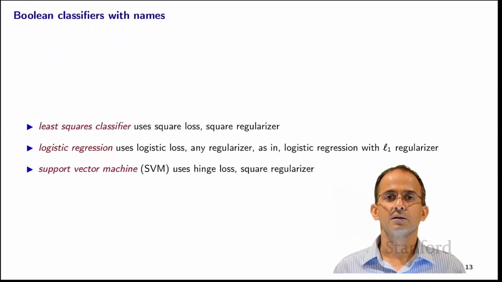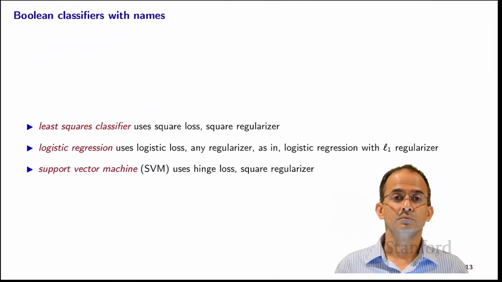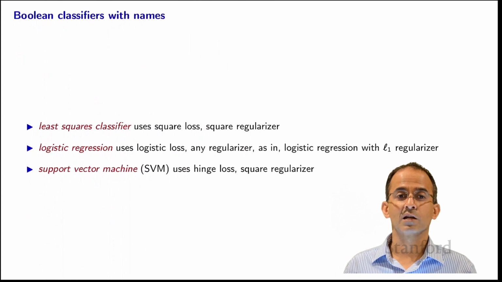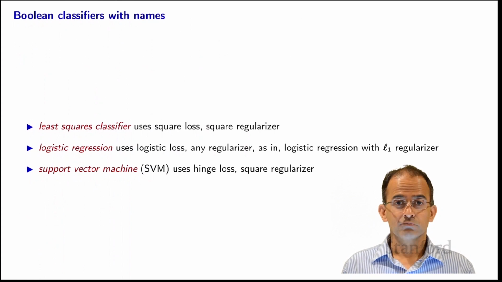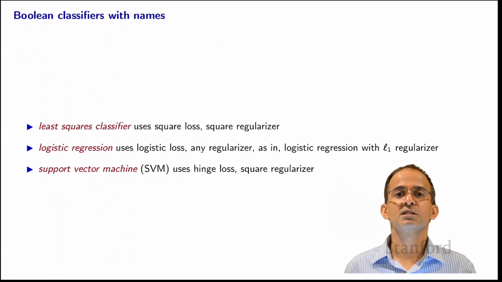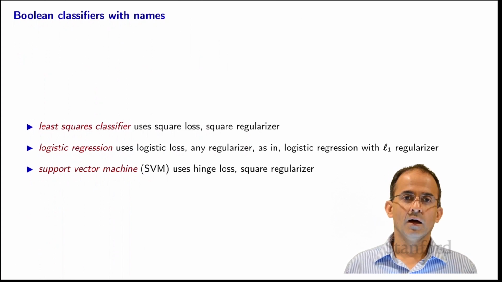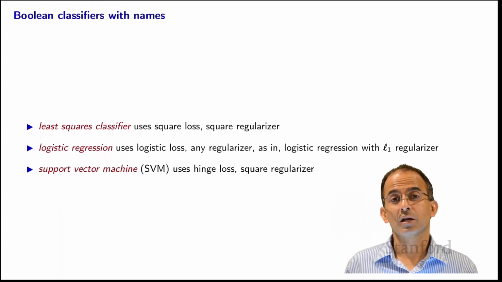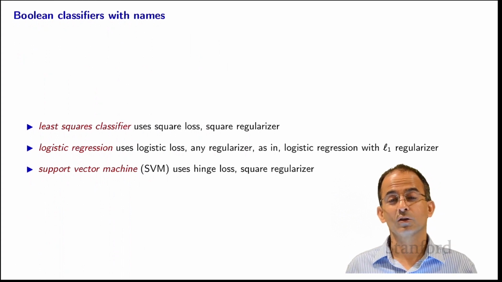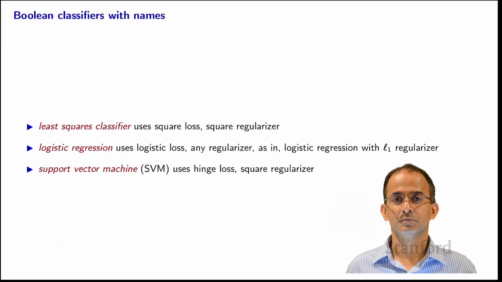Now, several of these classifiers are extremely popular. If we're using the square loss and the square regularizer, that would be called a least squares classifier. If we use the logistic loss and any regularizer, then that's called logistic regression. And so that would be called, for example, logistic regression with an L1 regularizer. If we use the hinge loss with the square regularizer, that has the rather bizarre name of the support vector machine. And what that means is it's regularized empirical risk minimization with that particular loss function and that particular regularizer.